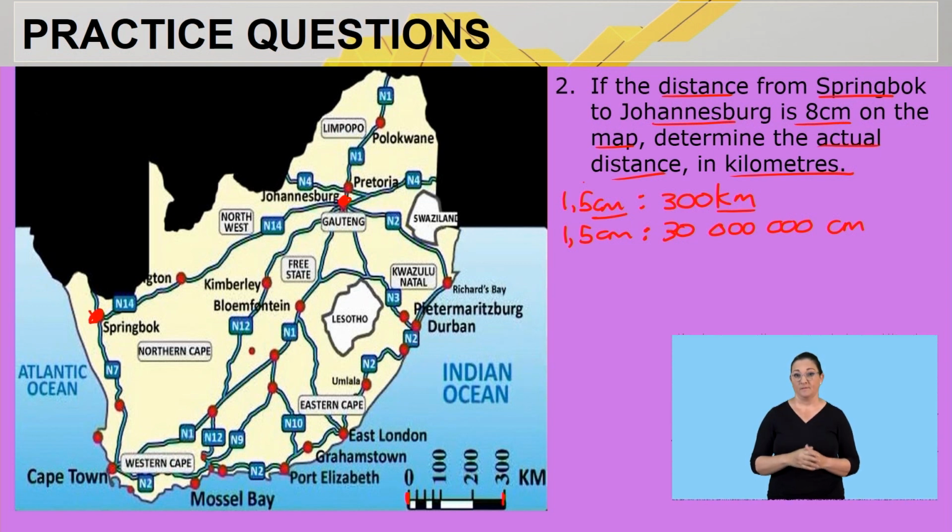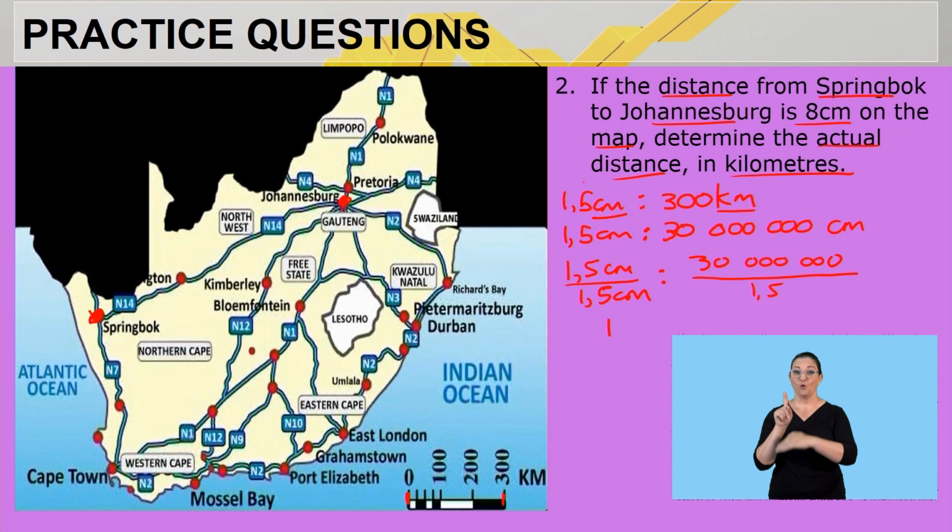In order for us to get a ratio of 1, I will divide this 1,5 centimeters by itself. When I do that, immediately I'll have 1 as an answer. What I do on the left, I'll also do on my right-hand side. So I'll say 30 million divided by 1,5. Are we clear? So 30 million divided by 1,5 will give me 20 million. Therefore, the number scale of this map is 1:20 million.